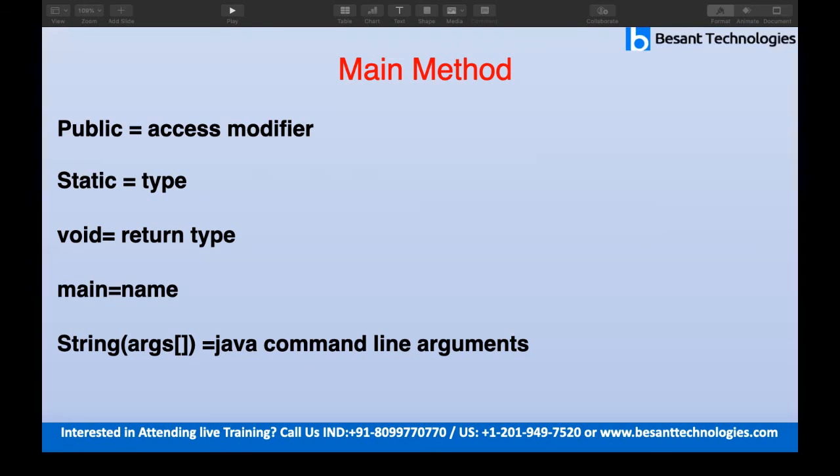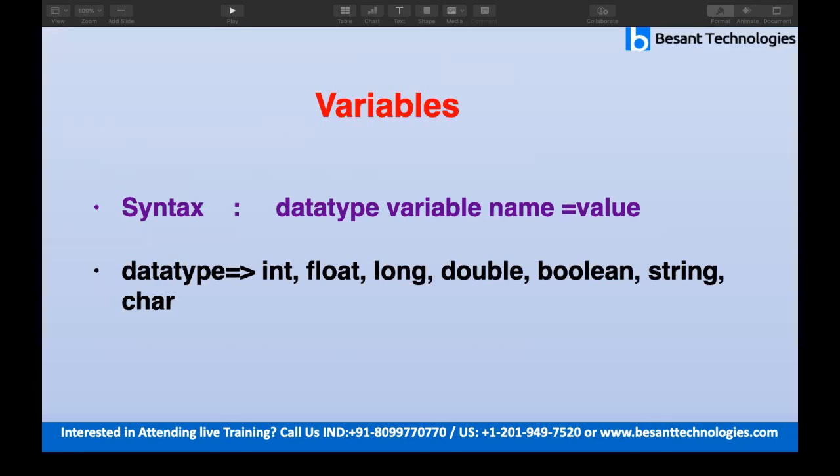And next we have void, that is the return type. What that method is going to give you after its execution, that is the return type. If it is void, it does not return anything, but whatever code you have given within the main method will be executed. Then main is the name. And this string of arguments saves the command line arguments that you have given.